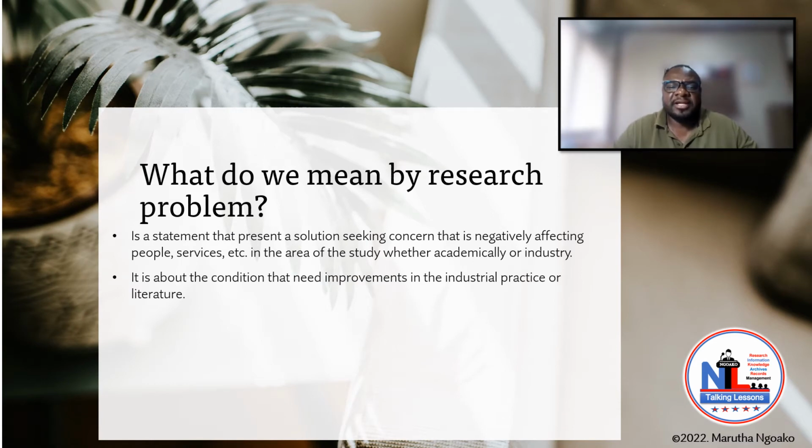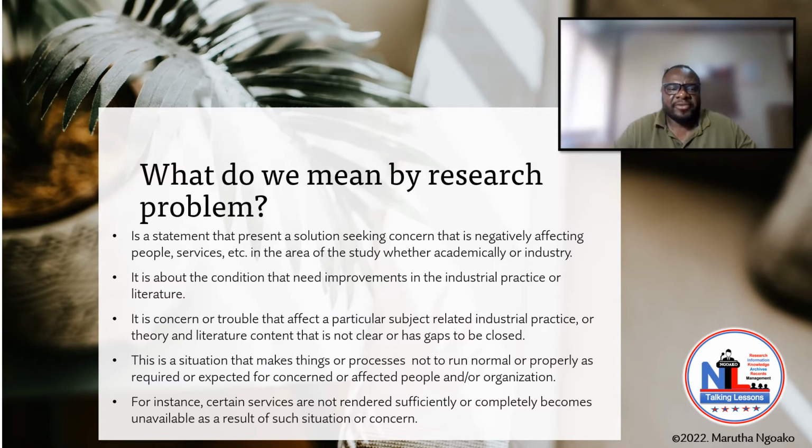It is about the condition that needs improvement in the industrial practice or in the literature, where you find some of the content is not clear or understandable to some readers or the readers overall in the profession. A research problem is a concern or a trouble that affects a particular subject related to industrial practice or theory, and literature content that is not clear or has gaps to be closed. And to close the gaps, you need to conduct a study. So this is a situation that makes things or processes not run normally or properly as required or expected for concerned or affected people and organizations.